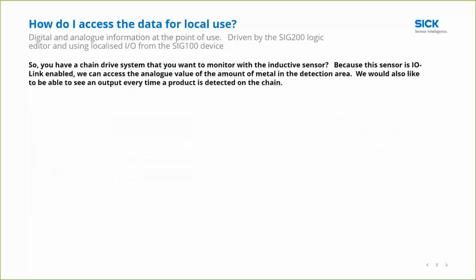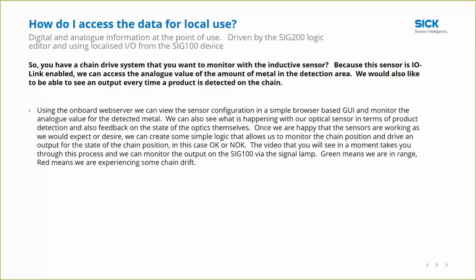Now, we've got to start getting this data out of the sensor. So how do I access the data for local use? Let's have a look at the demo case and sort of figure out what we're trying to do with it. So we've put the demo case together, and it's effectively pretending to be a very simple chain drive system, which could be found in a flow wrapper, for example, where we've got a drive, we've got some cooling system on the drive. We've got a chain that we're monitoring with the inductive sensor for drift. And then we've also got basic optical detection to check for products.